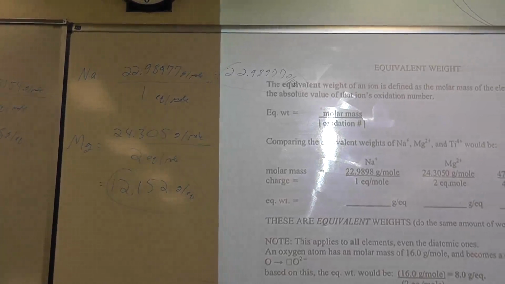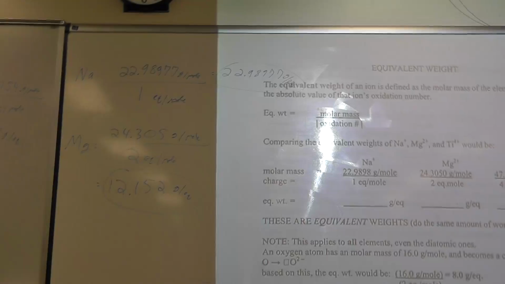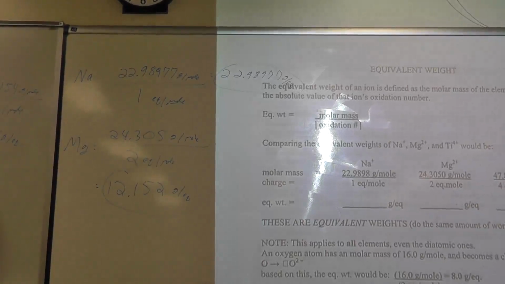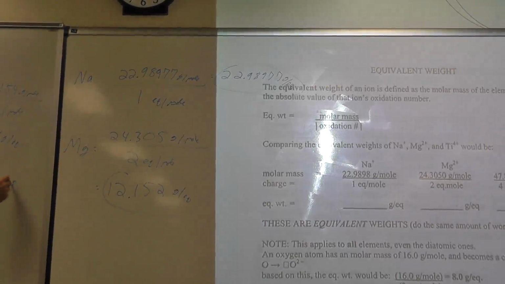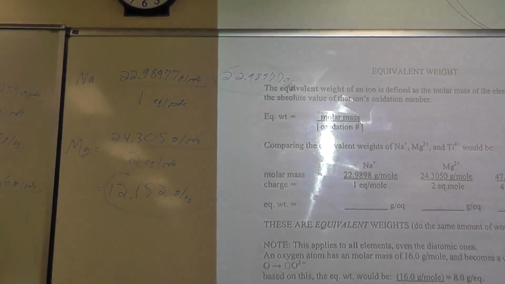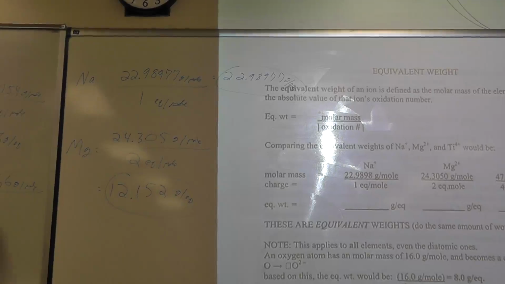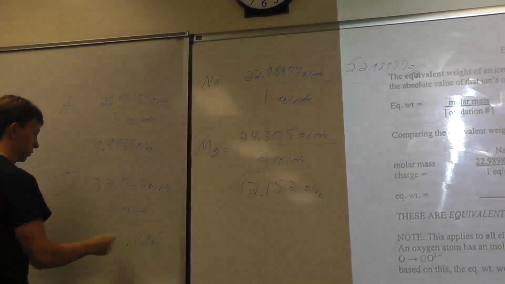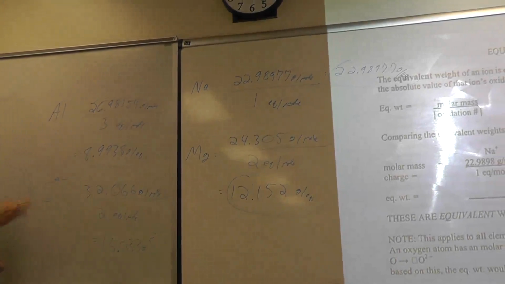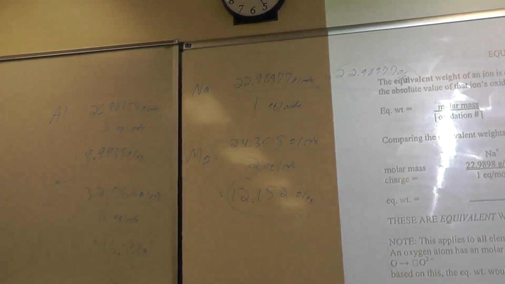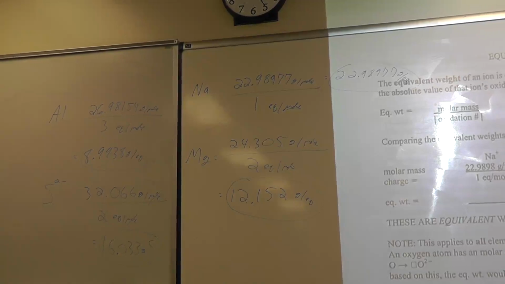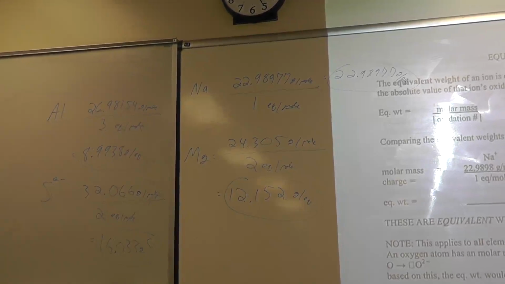Now, the absolute value thing just means that it applies to negatives as well. If you're dealing with sulfide, for example, 32.066 is its molar mass. Has a charge of -2, so that's 2 equivalents. 16.033 grams of sulfur. That's its equivalent weight. First of all, is there a question about how to get equivalent weight? All right.